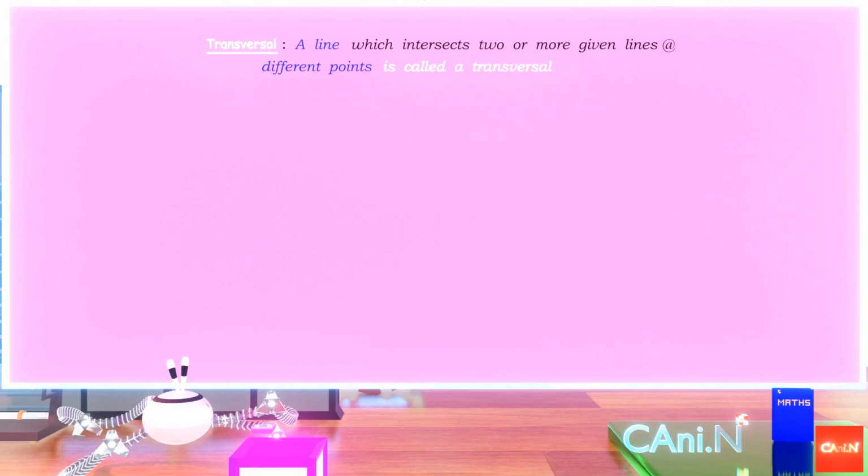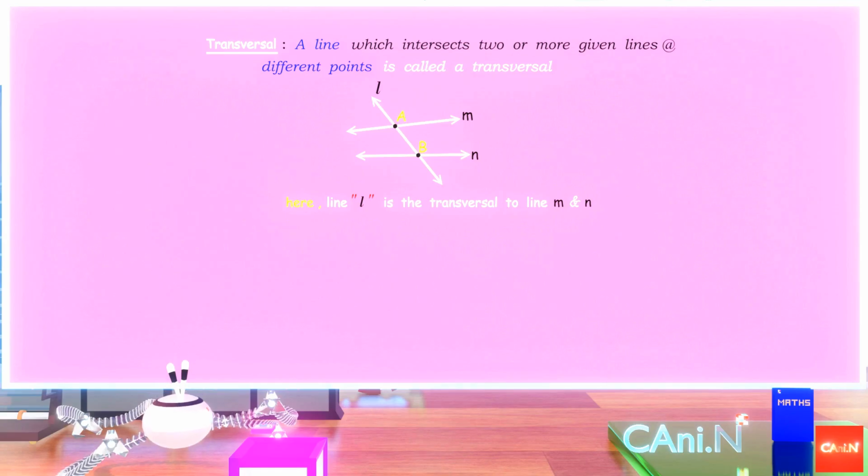Transversal. A line which intersects two or more given lines at different points is called a transversal. Here, line L is the transversal to lines M and N, since line L intersects lines M and N at different points A and B. Angles formed by a transversal to two lines.